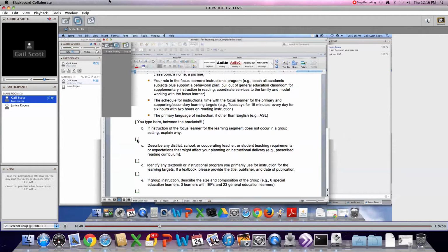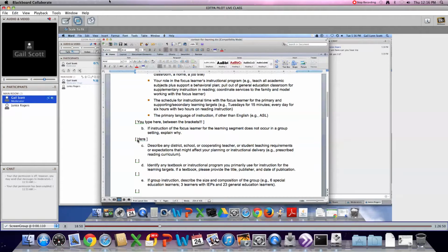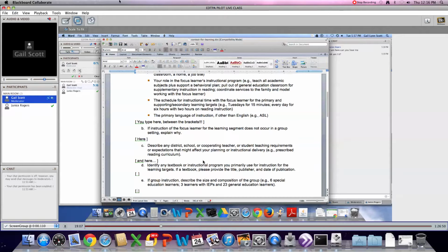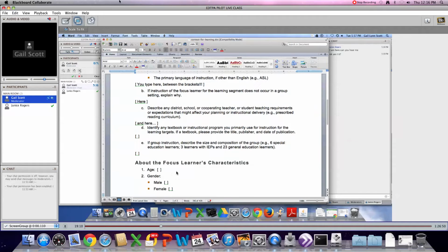See these little brackets in each place? You put your cursor between those brackets, and that's how you get information in there. This is the spot that it allows you to type on. Okay, I see your green check mark says you're with me now. Okay, so every place you see brackets.